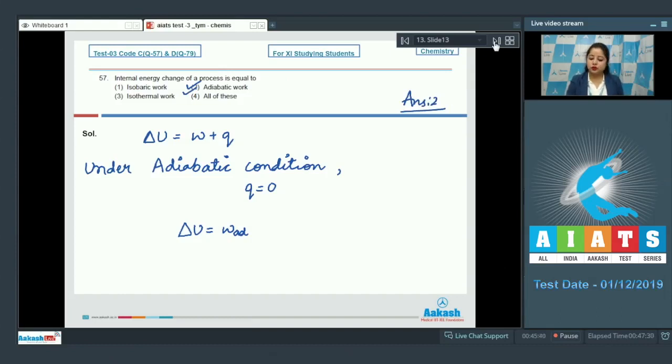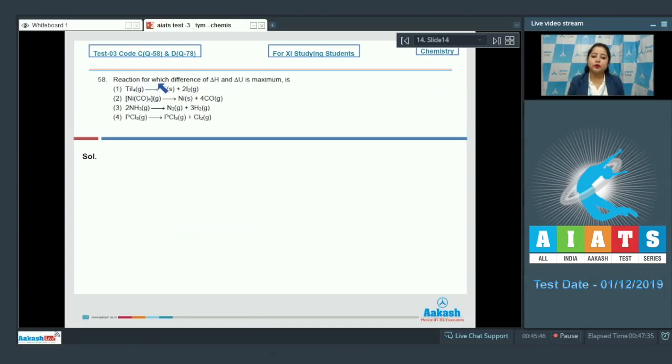Moving to the next question, which is 58. The reaction for which the difference of delta H and delta U is maximum is. The options are: TiI4 gaseous gives Ti solid plus 2I2 gaseous. The next is Ni(CO)4 gaseous gives Ni solid plus 4CO gaseous. Next is 2NH3 gaseous gives N2 gaseous plus 3H2 gaseous. The next is PCl5 gaseous gives PCl3 gaseous plus Cl2 gaseous.